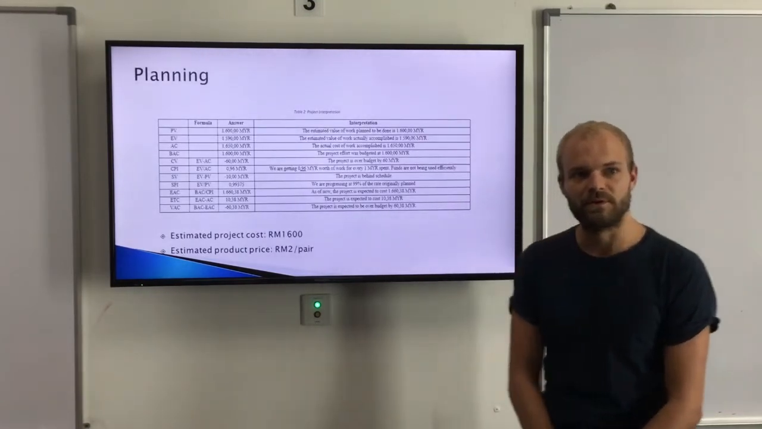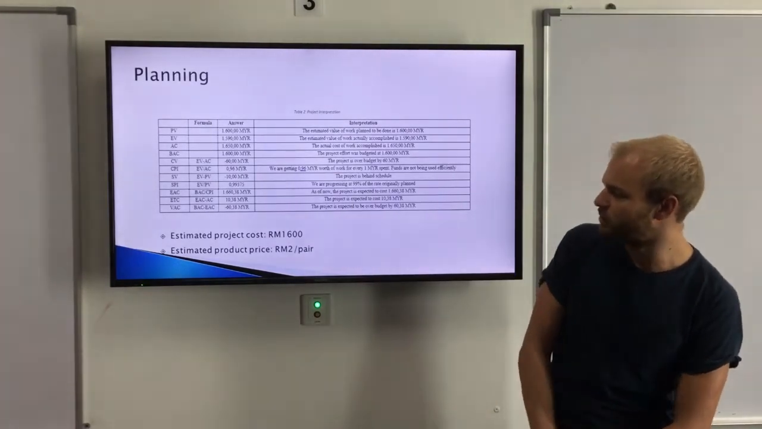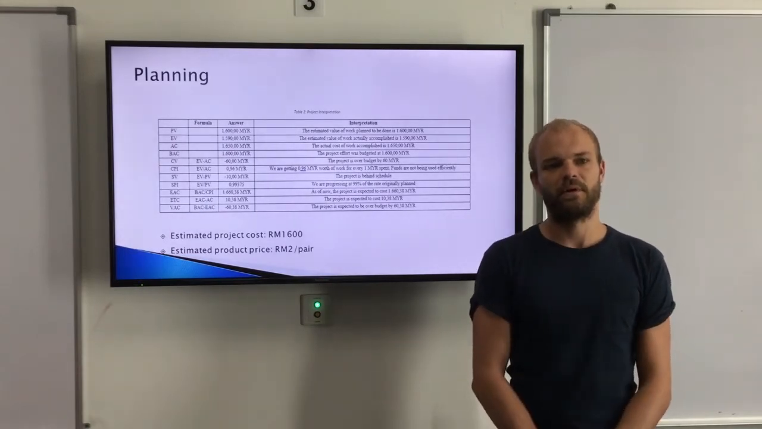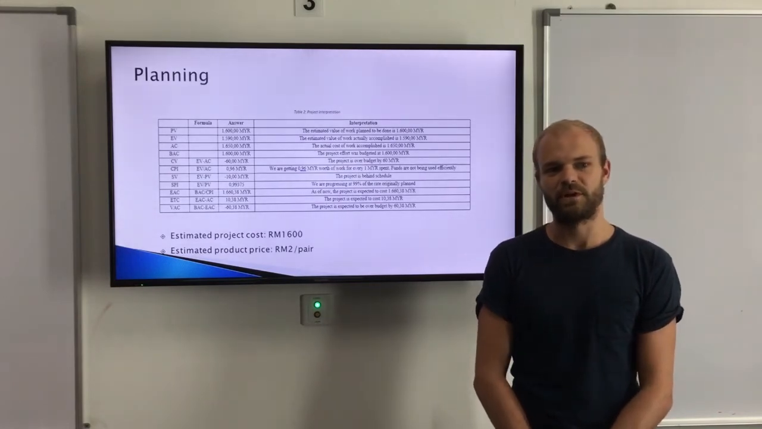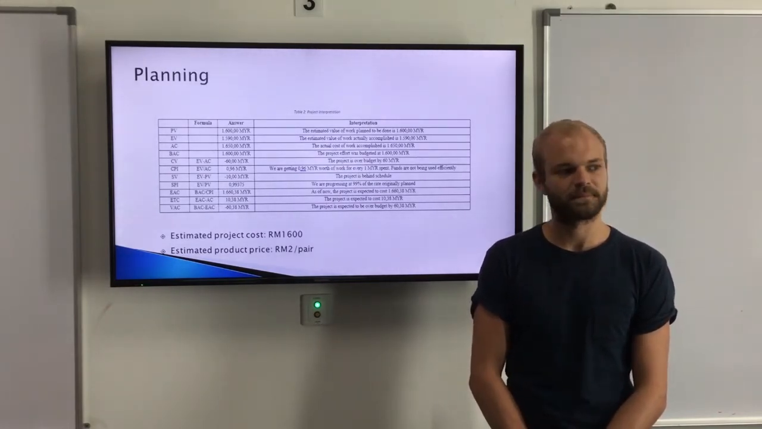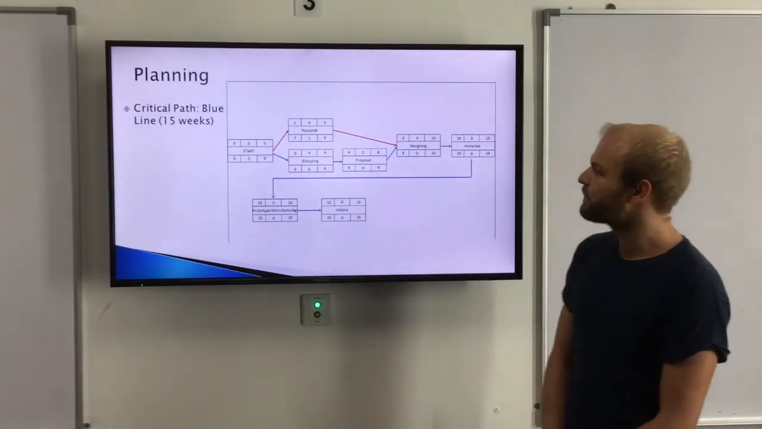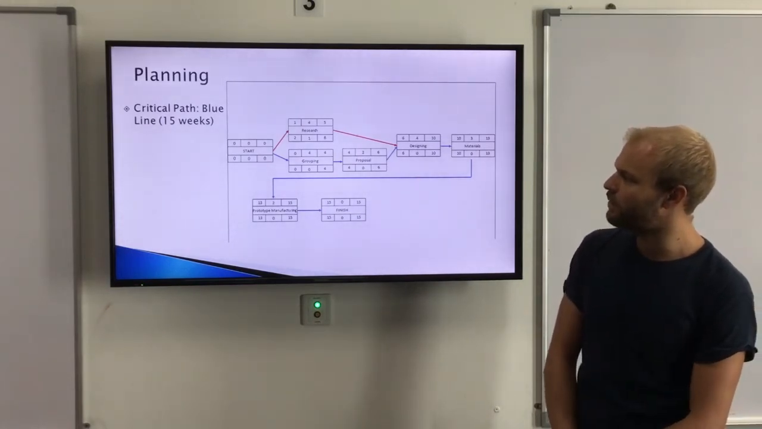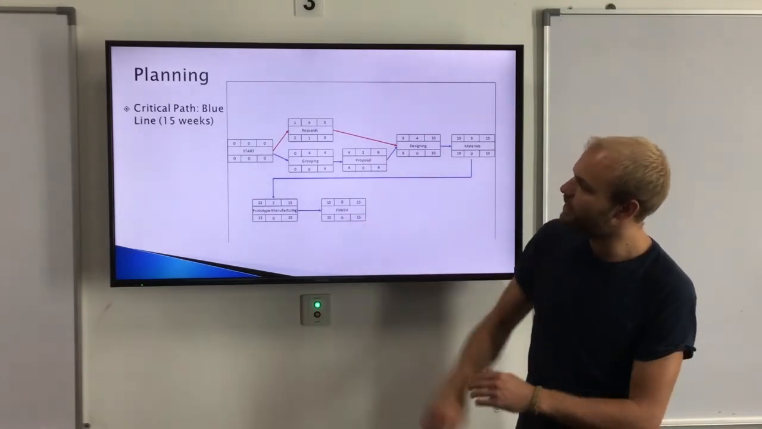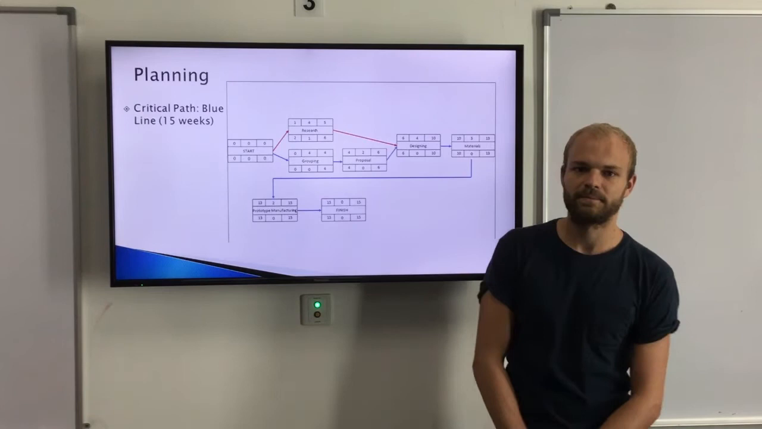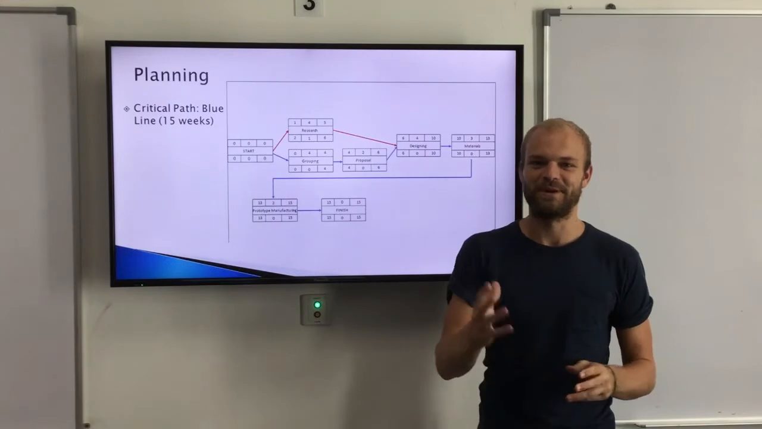Now we are coming to the planning. As shown, the estimated project cost is 1,600 Malaysian ringgit, and the estimated product price is 2 ringgit per pair. Now you can see the PDM. We needed at least more than 15 weeks in total. In the PDM, you can also see the critical path marked with a blue line. Now I'm passing the presentation to my next group member.